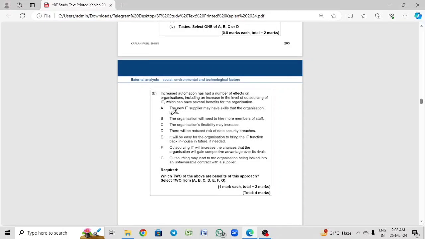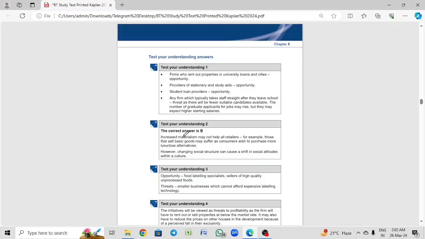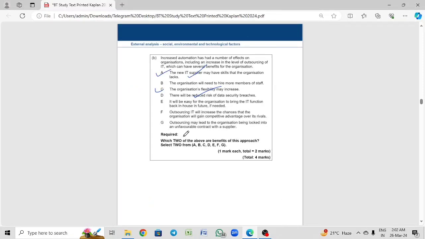So it is definitely A and C, because we were directly asking about the advantages of outsourcing. So we may have better skills. And so with this we come to the end of the chapter.